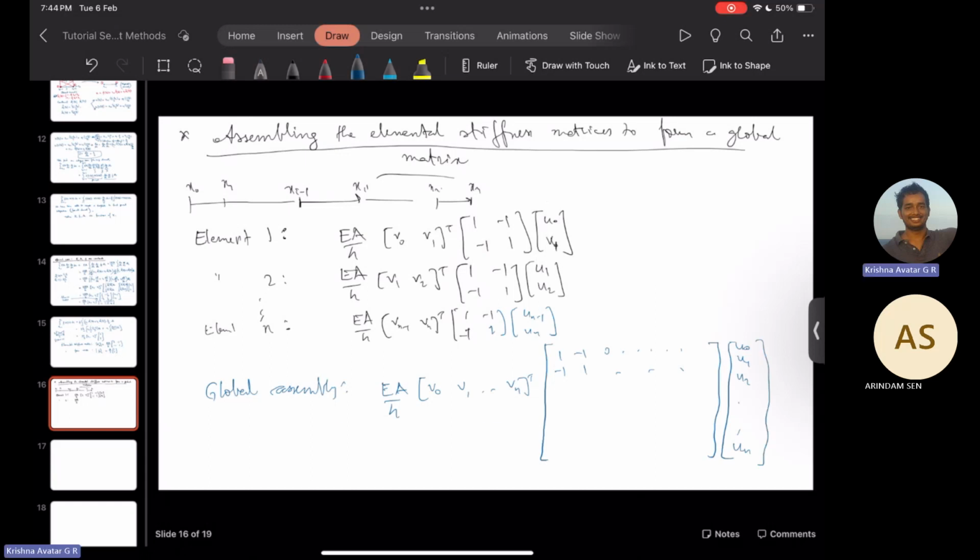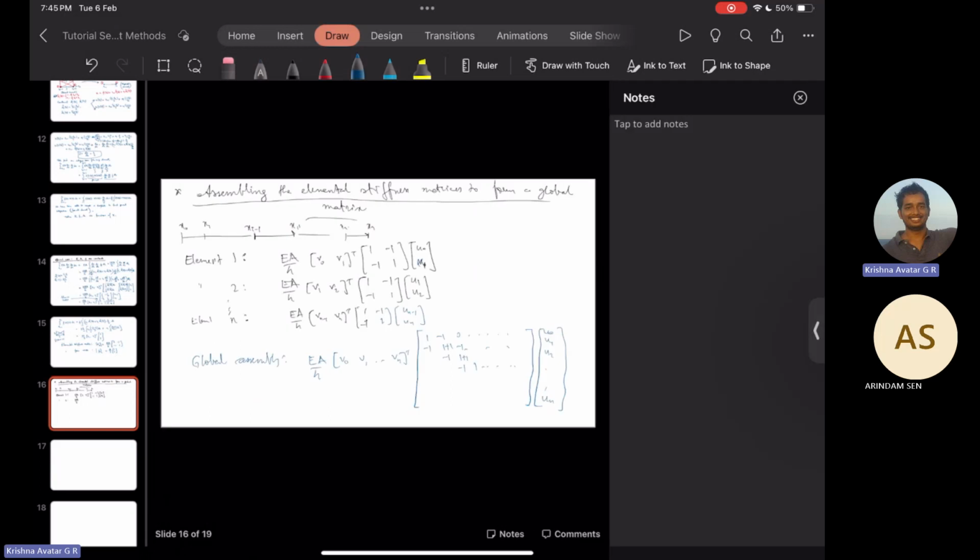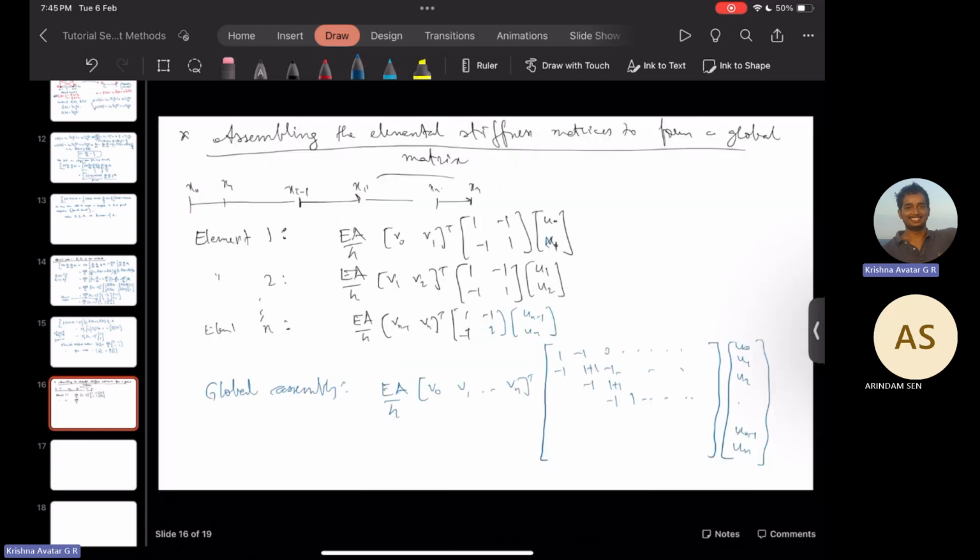And then since U1 is being shared by both these elemental expressions, so to speak, we'll have 1 plus 1, and we'll have minus 1, minus 1, 1. And likewise for the third element, we'll have 1 plus 1, minus 1, minus 1 and 1, right? And likewise, it goes till here. For the second last element, we will have Un minus 1, which is being shared. It is 1, minus 1.